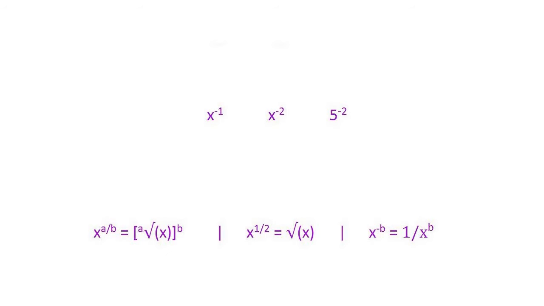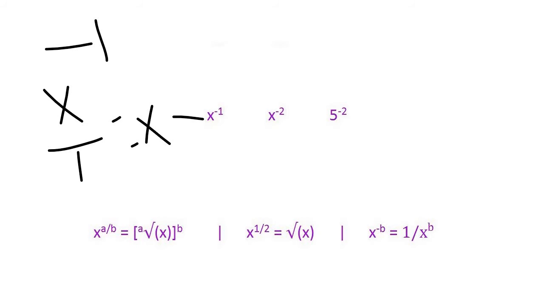Looking at the first problem, we have x to the negative first. So whenever you see a -1 as the exponent, in math we know that is the inverse of the function. So we have x here, so we have x over 1, which is equal to x. So the inverse of x over 1 is 1 over x. Alright, so that's how we do that.